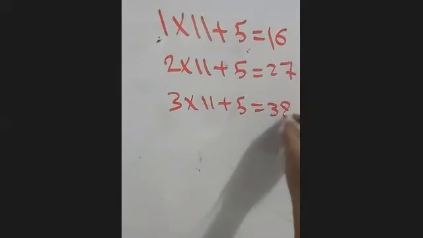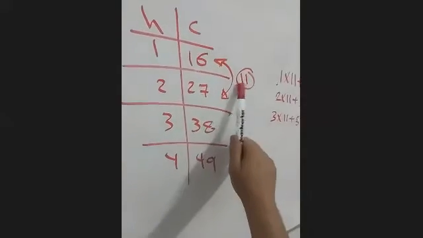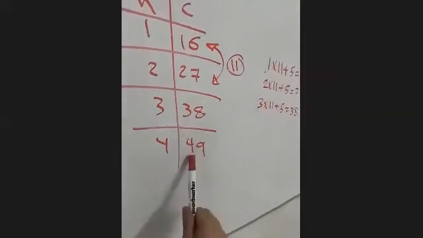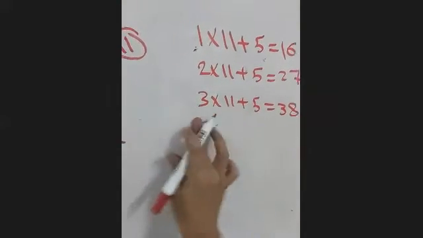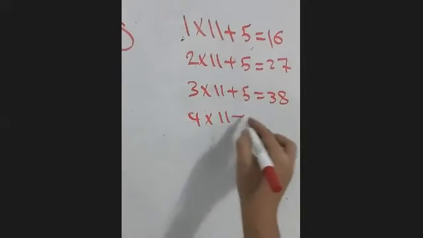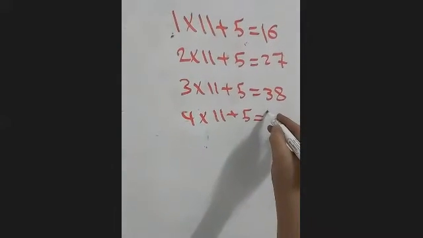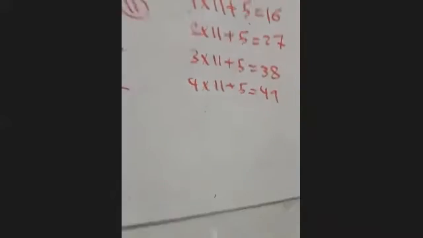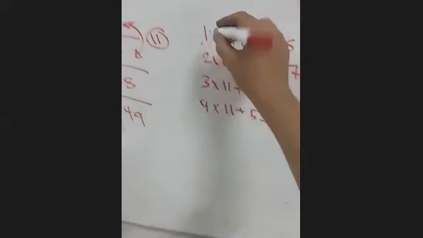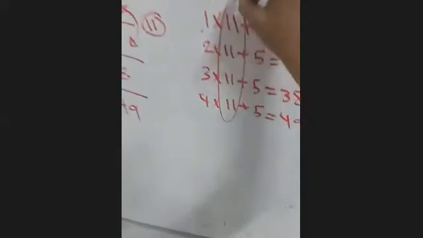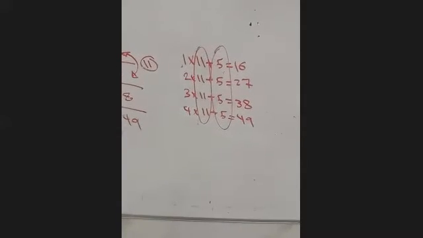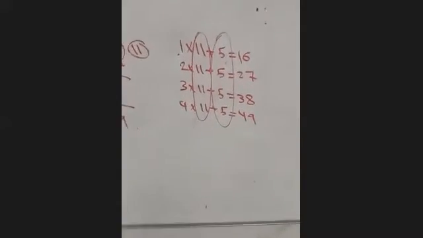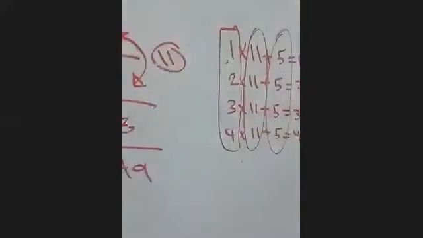Mumtaz. 38. 4 multiply 11, 44. Plus 5 equals 49. Good. Now, what I'm doing here, I multiplied with 11 and add what? Adding the 5. Right? Right.